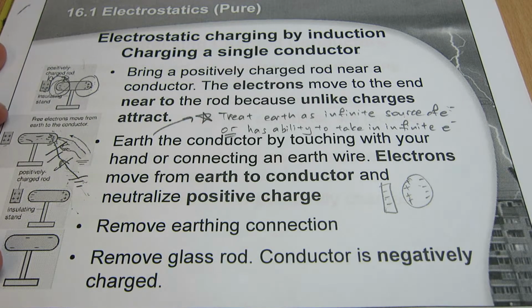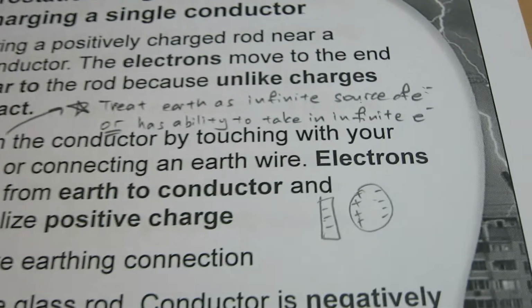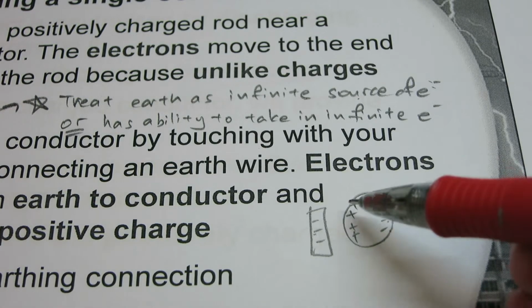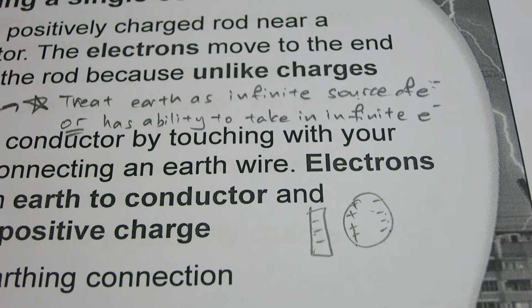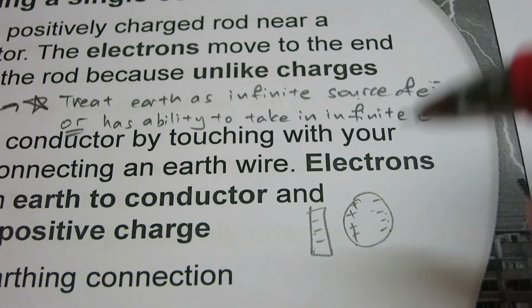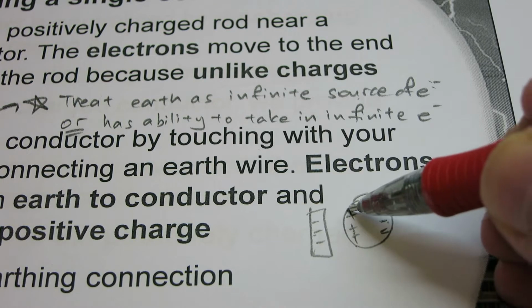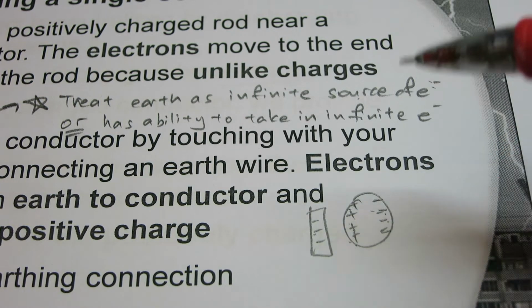Now, I do want you to take note of a few things here. If you are going to draw 4 negative charges here, please make sure you draw 4 positive charges here. Because I have an excess of 4 electrons, that means I must have a loss of 4 electrons here.